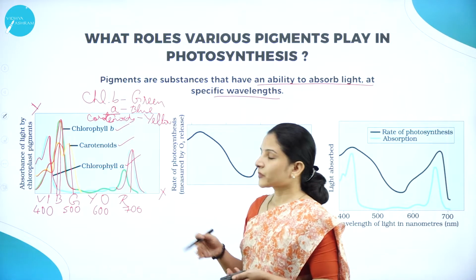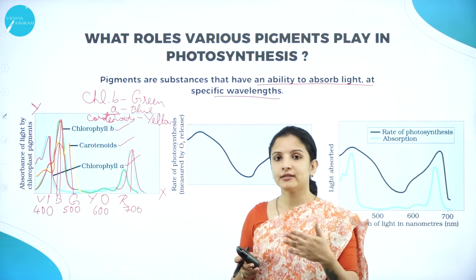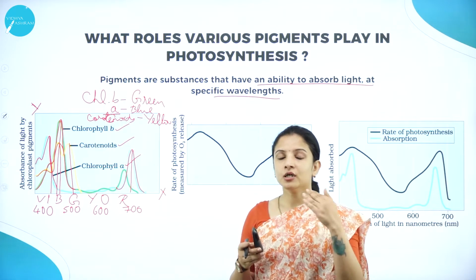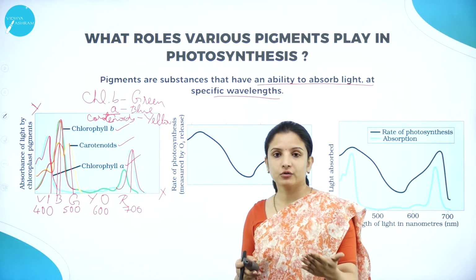So but the photosynthesis rate is less. Why? Because it absorbs only the blue light, the other light is green light. Only red and blue light, if it is absorbed in maximum, the photosynthesis rate will be maximum. Therefore, the giving out of oxygen will also be maximum.